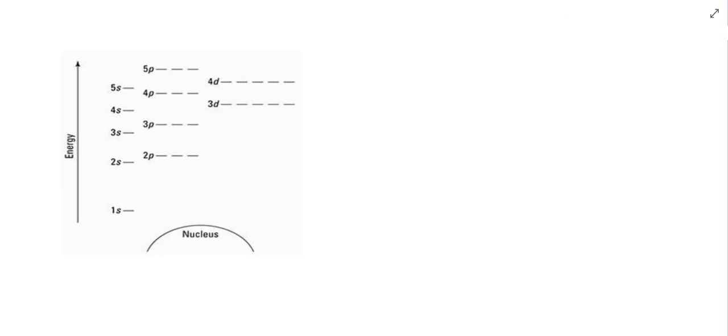So what I want to talk about in this lesson is the idea of what are known as ionization energies, and I just want to introduce this. So, ionization energies. What we can do is look at a particular element.